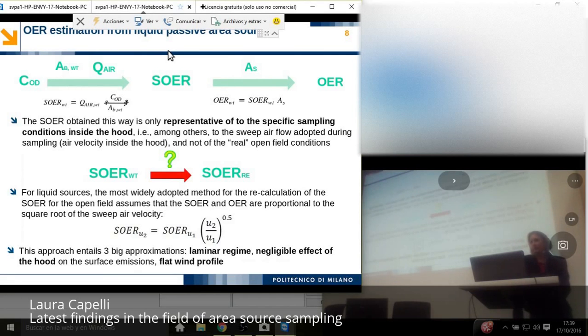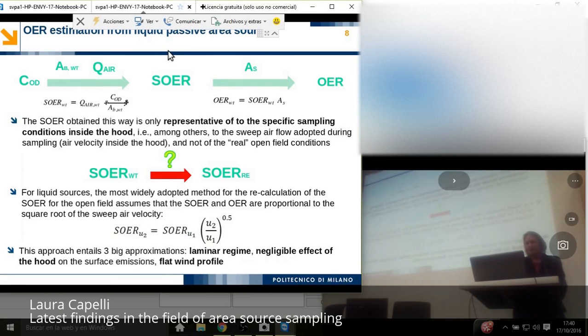There is a widely adopted method for this recalculation that assumes that the specific odor emission rate and the odor emission rate are proportional to the square root of the sweep air velocity. This approach is based on the Prandtl boundary layer theory for laminar regime. And that is already an approximation that is not really fantastic, because in open field, laminar regime is not typically what happens. You typically have a turbulent flow.